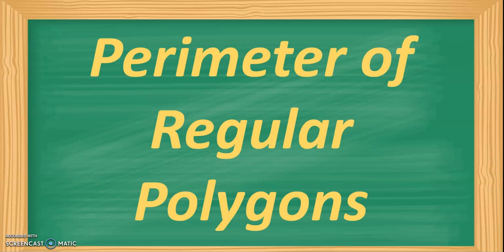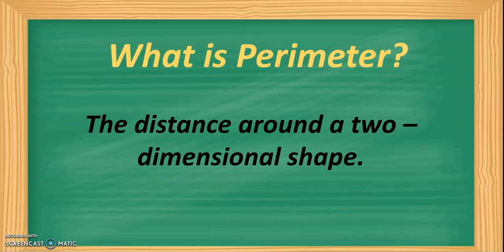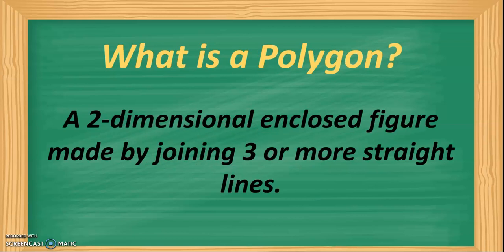Today's video, we will be looking at perimeter of regular polygons. Now, you may ask, what is perimeter? This is the distance around a two-dimensional shape. And you may also be wondering, what is a polygon? Now, this is a two-dimensional enclosed figure made by joining three or more straight lines.